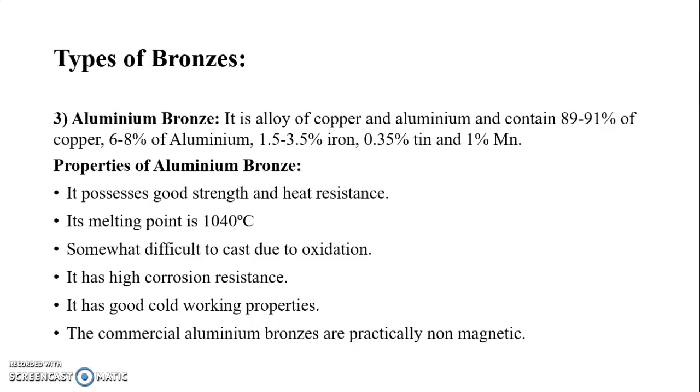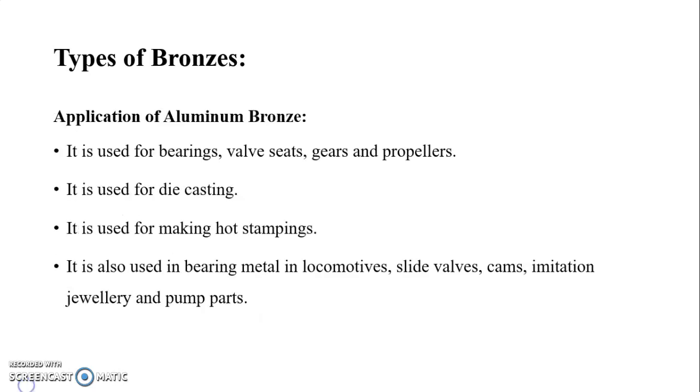It possesses good strength and heat resistance. Its melting point is near about 1040 degrees Celsius, and it is somewhat difficult to cast due to oxidation. It has high corrosion resistance. It has good cold working properties. The commercial aluminum bronzes are practically non-magnetic.